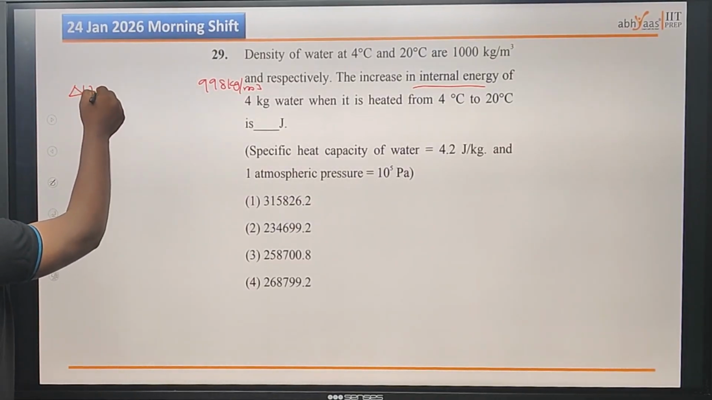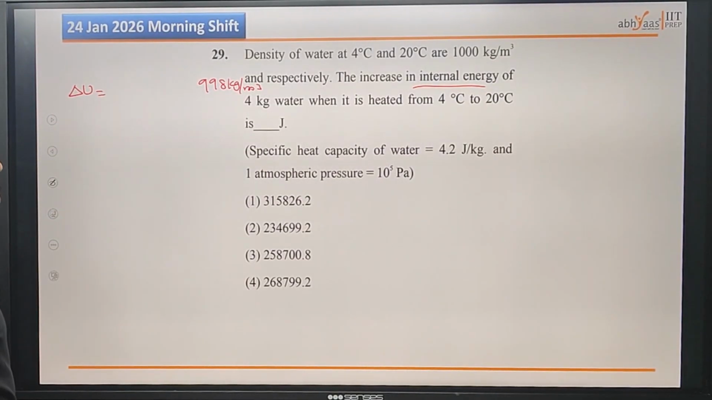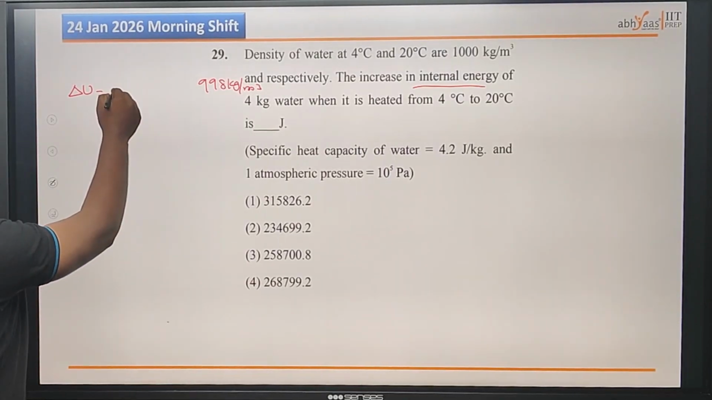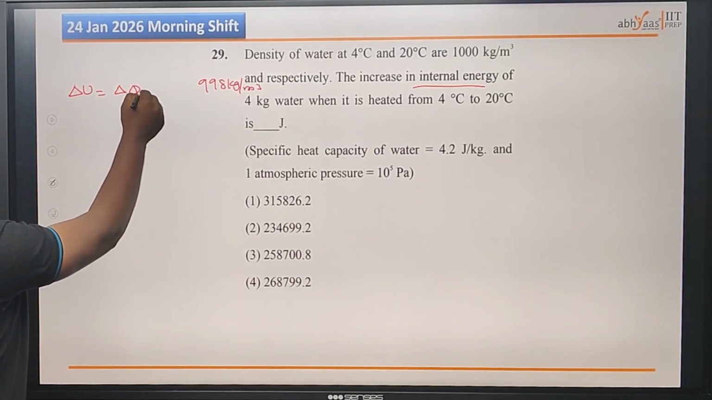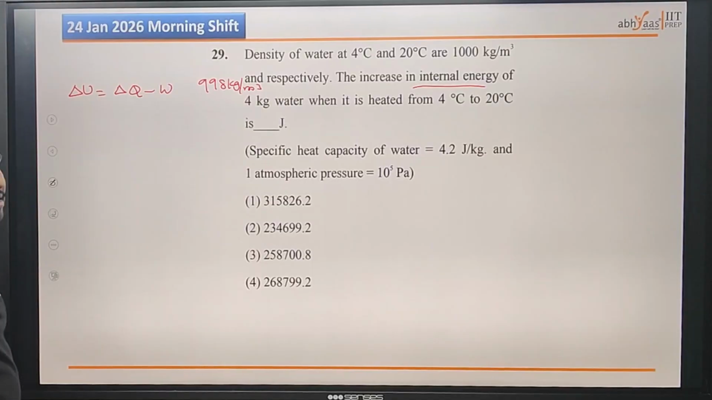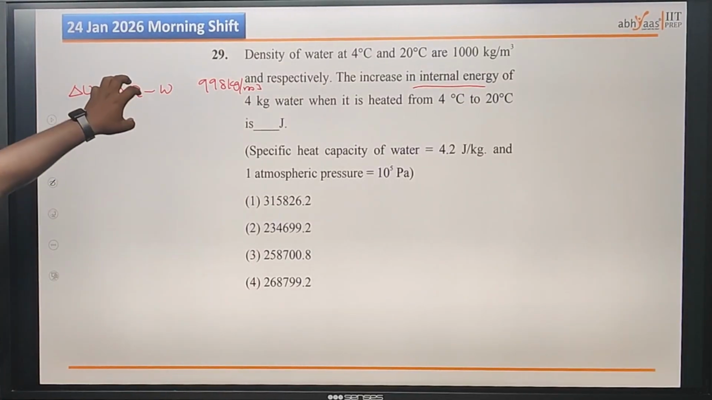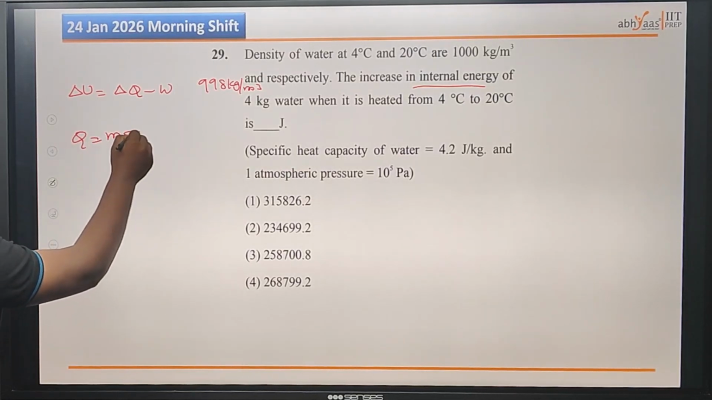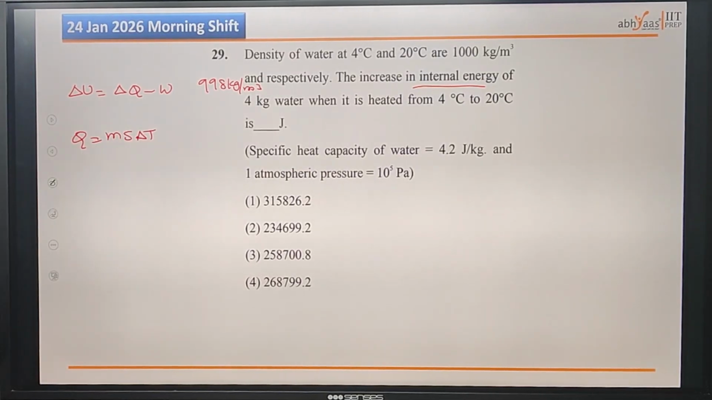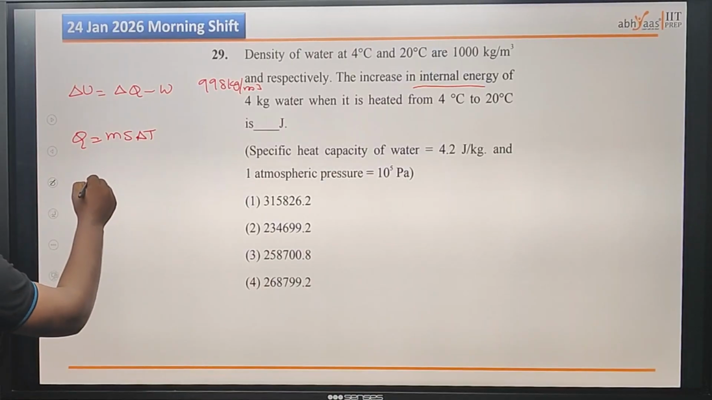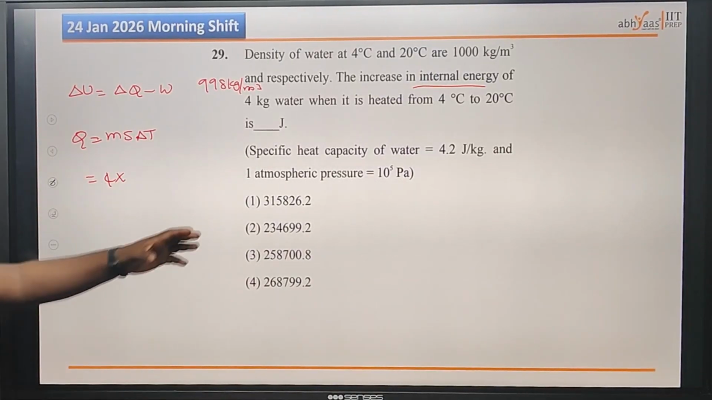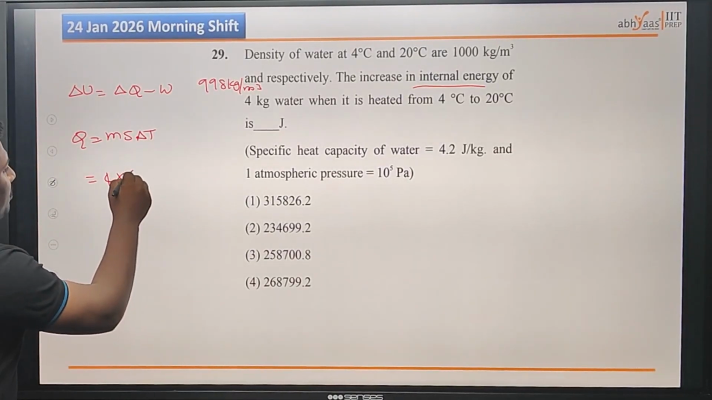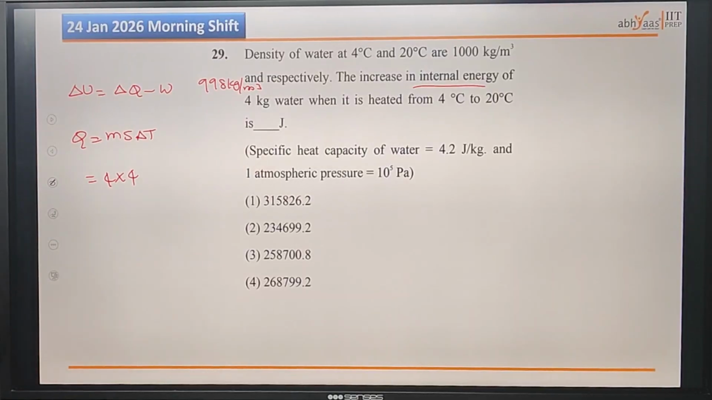Delta U can be written as delta Q minus work done. First you have to find delta Q. Q can be written as m s delta T. What is the mass? That is nothing but 4 kg. What is the specific heat? We don't want it per kg, we want it per joule.